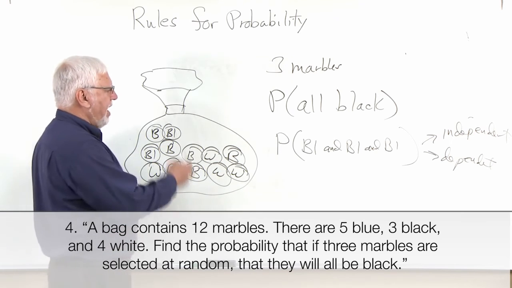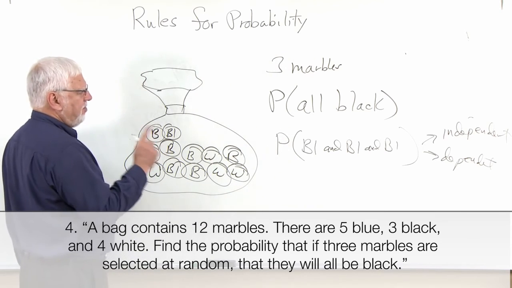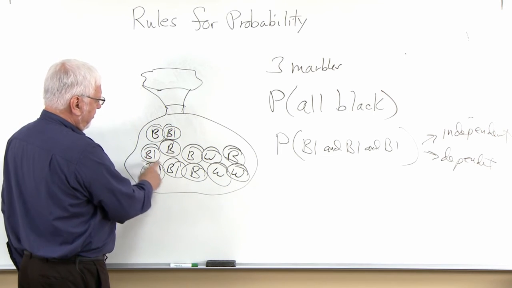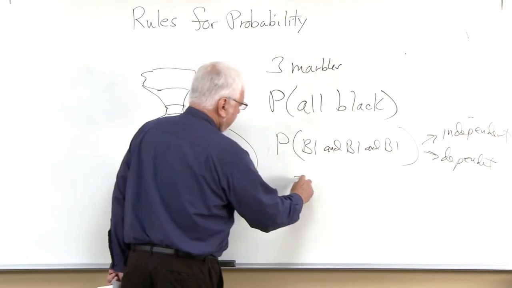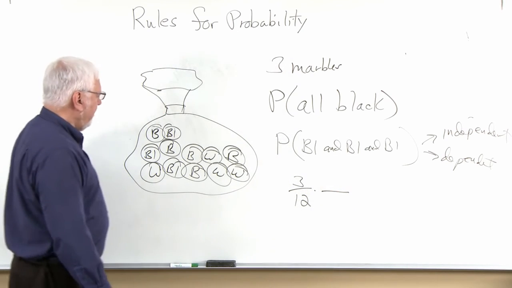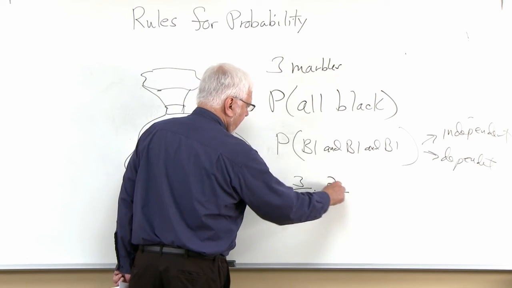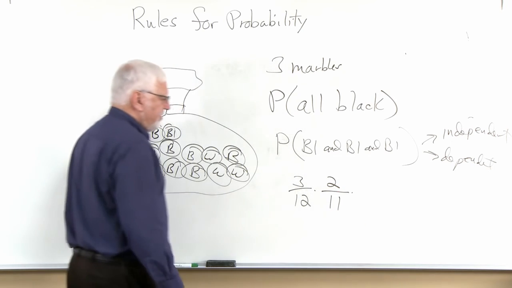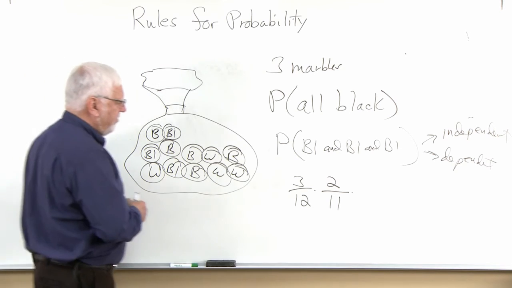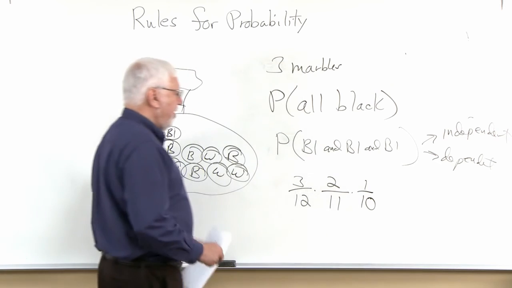So now we just have the product of the individual events happening. What's the probability that the first marble will be black? Well, there's how many black ones? 1, 2, 3 black ones. So it's 3 out of 12. What's the probability the second one will be black? Well, there's one already gone, so there's only 2 left, and there's only 11 marbles left. So this is dependent. Then the next one will be, there's only 1 black one left, so it's 1 out of 10.